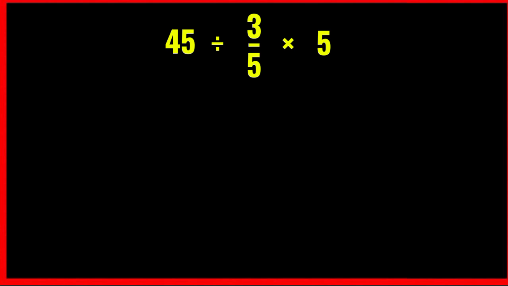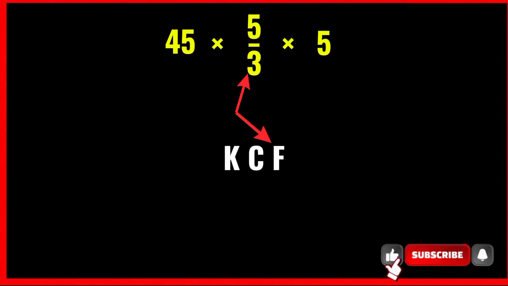Now let's solve our expression correctly. We start with 45 divided by 3/5 multiplied by 5. The first operation from the left is the division. To divide by a fraction, we use the KCF rule. K means keep the first number unchanged. C means change the division sign into multiplication. F means flip the second fraction.